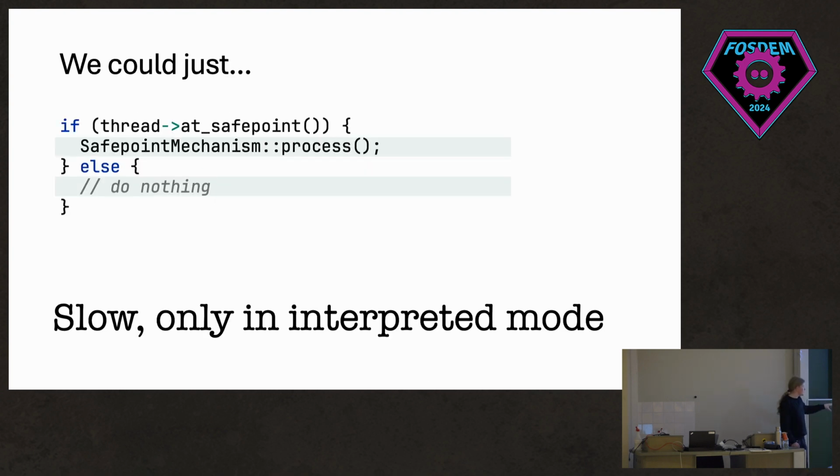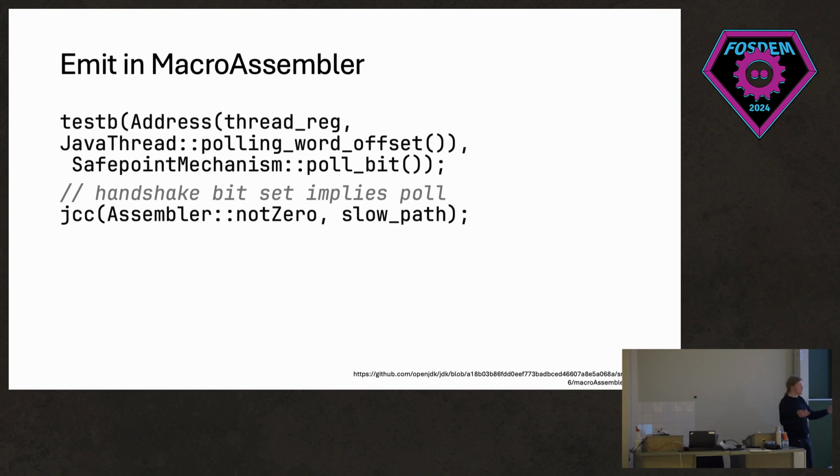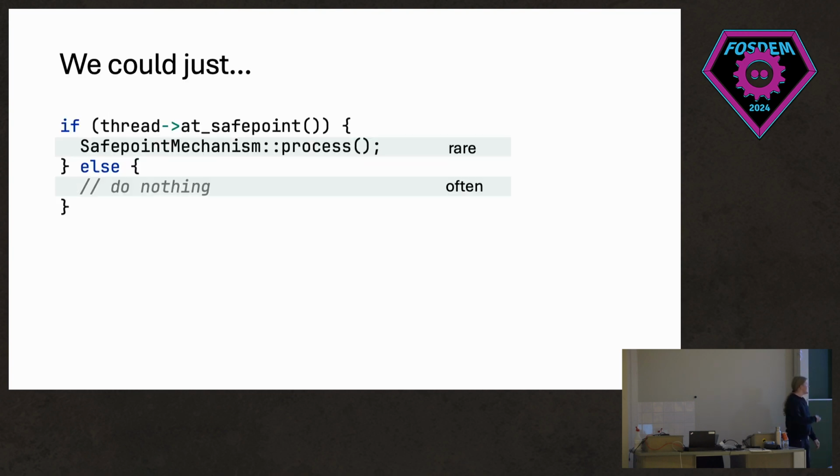But first, what does it look like in interpreted mode? Here is a bit of C++ code showing how it actually looks: your template interpreter generates some code that calls a test instruction that essentially sets a conditional bit, and it just tests that the polling word, that the poll bit, is not 0. So that's just a simple check. That's how it's implemented in the template interpreter. And so we could essentially just implement this, and it's implemented this way.